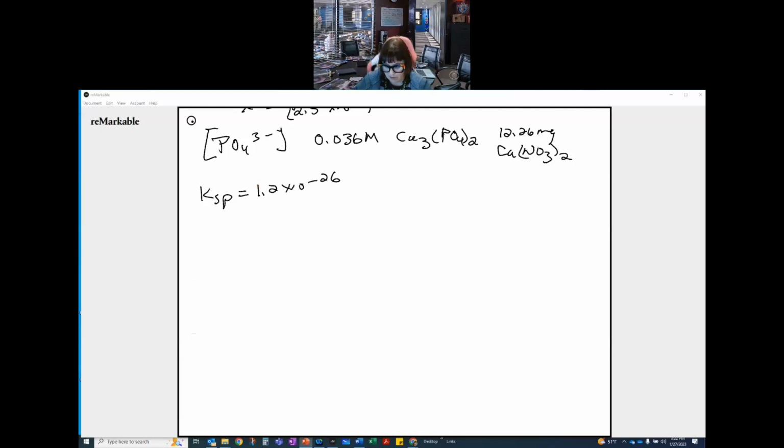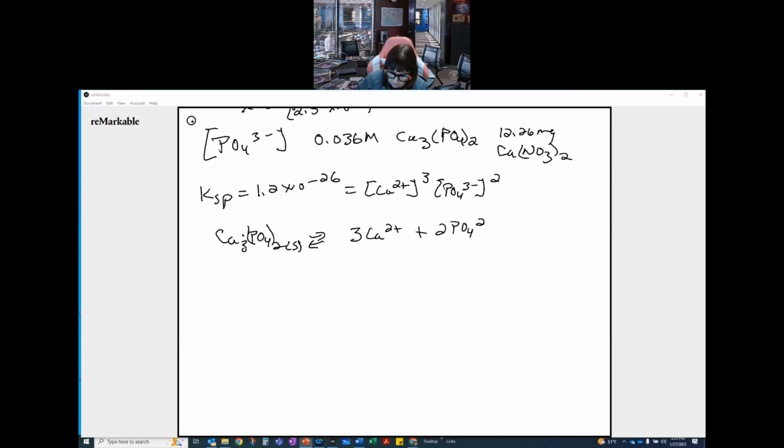Okay, fine. Just taking a moment. I know that this KSP is for Ca3(PO4)2. So that's going to be equal to the concentration of Ca2+ cubed times the PO4 3- squared. So that's what I'm going to be plugging into eventually. I need to make a rice table because I can't keep track of all of this stuff if I don't. Ca3(PO4)2 solid becomes 3 Ca2+ plus 2 PO4 3-.